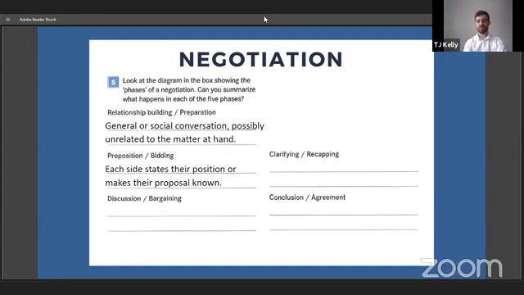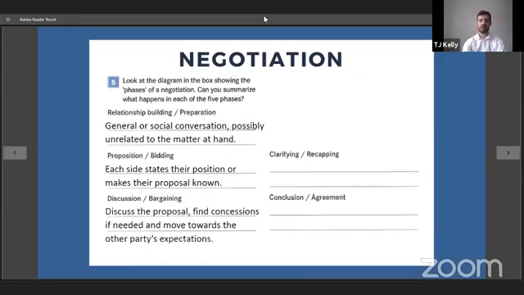This is where we discuss or bargain what's happening. Maybe we'll find concessions that are needed in order to meet towards the other party's expectations. This could be shifting timelines or budgets, or dropping part of what you envisage the project to be. Maybe something isn't feasible within a certain time frame, and you have to decide whether you want to drop part of the scope or extend the deadline to incorporate everything.